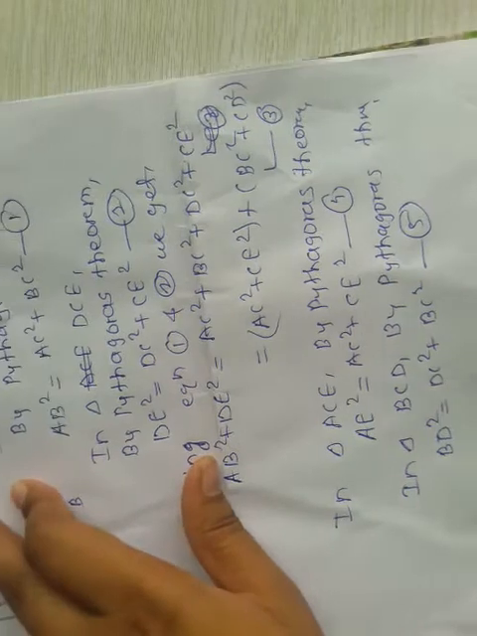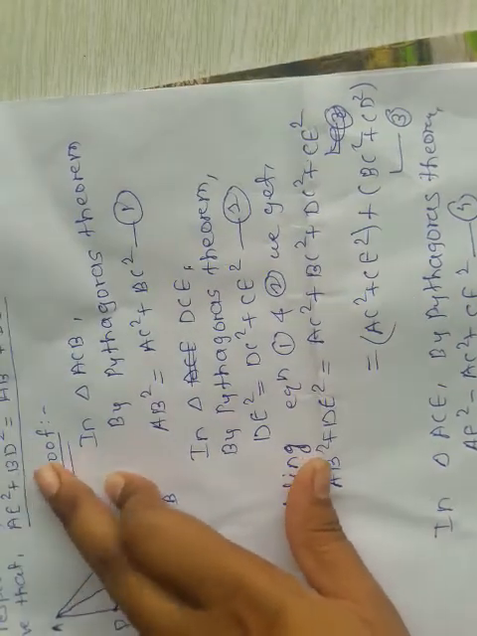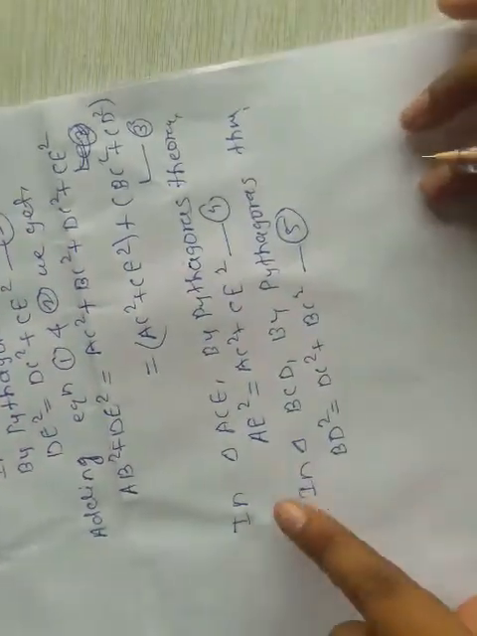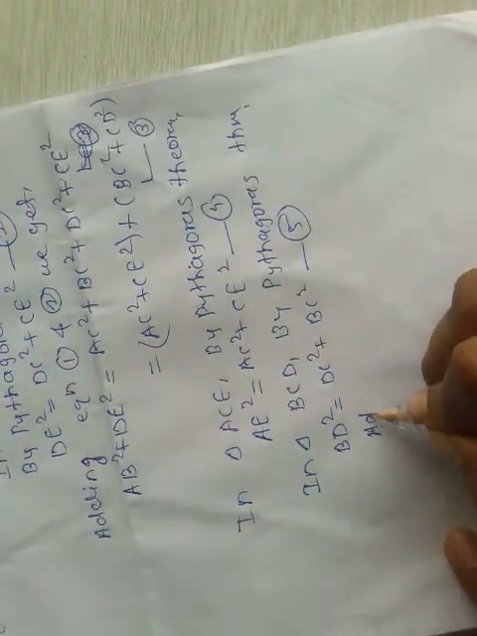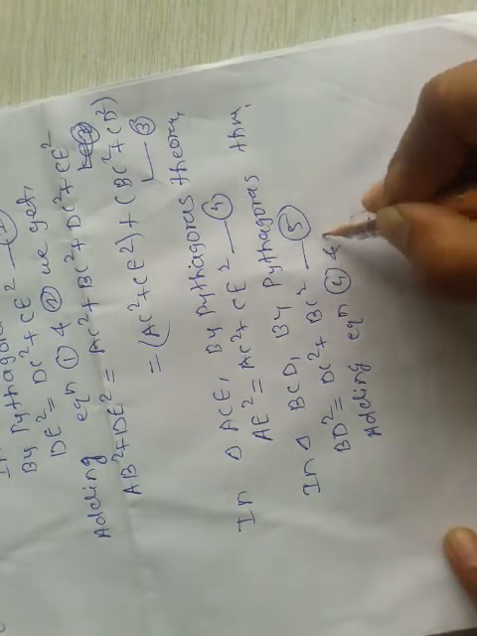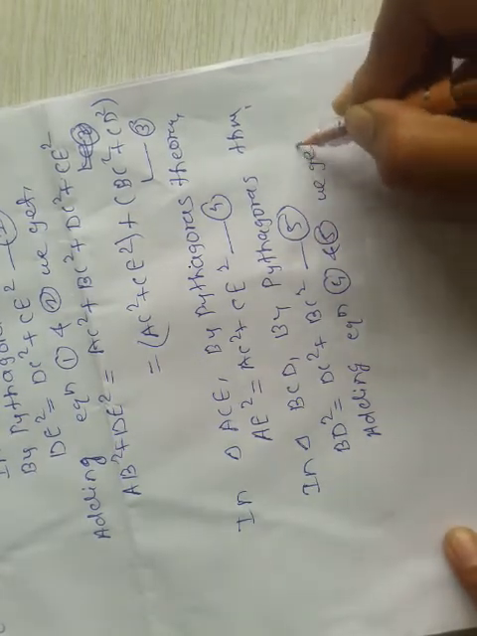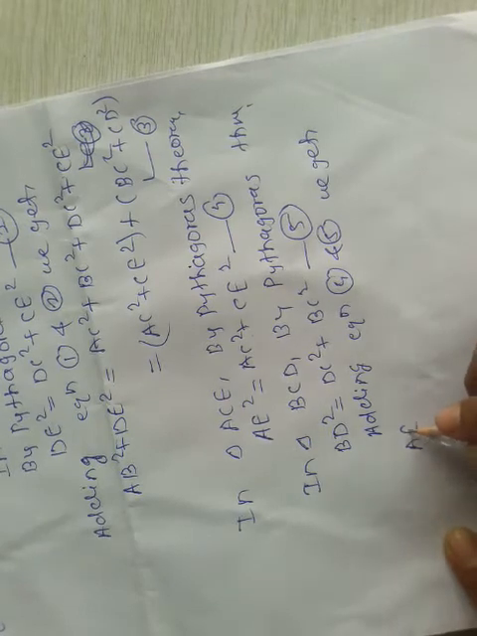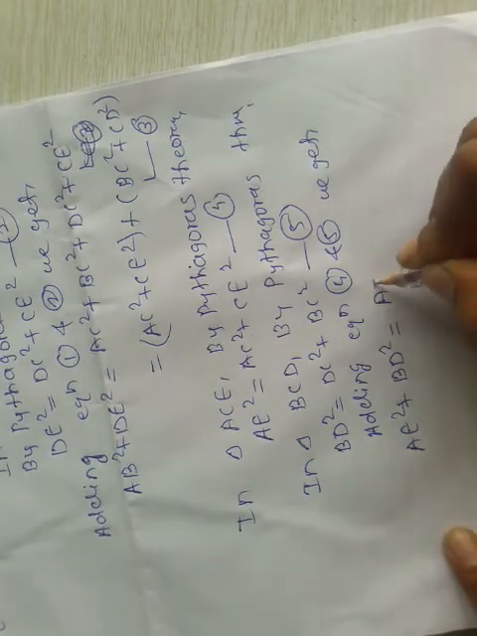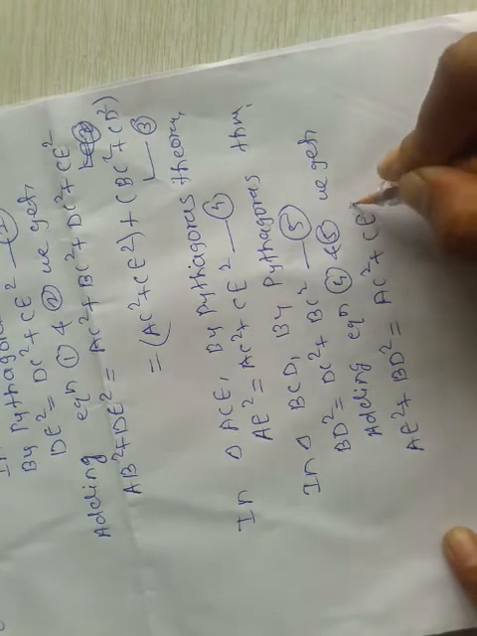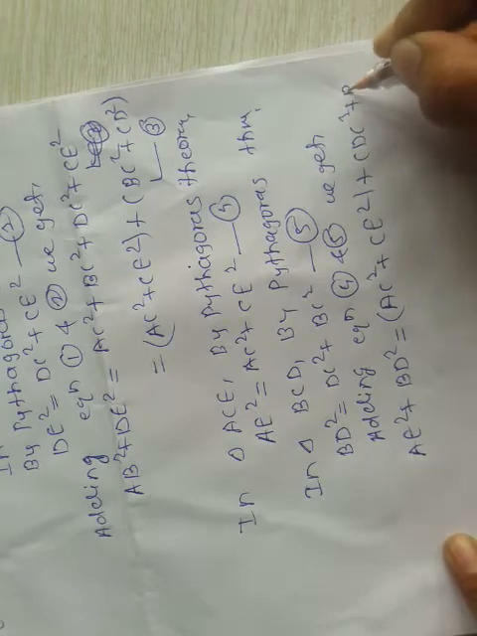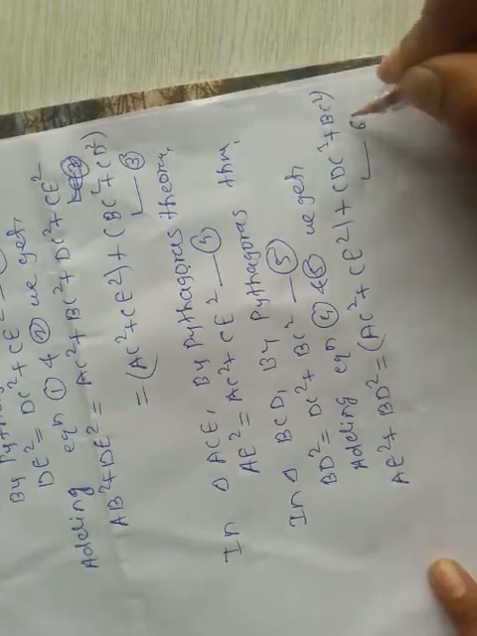Again we need AE square plus BD square, which means we have to add equations 4 and 5. So write down, adding equations 4 and 5, we get AE square plus BD square is equal to AC square plus CE square plus DC square plus BC square. This is our equation number 6.